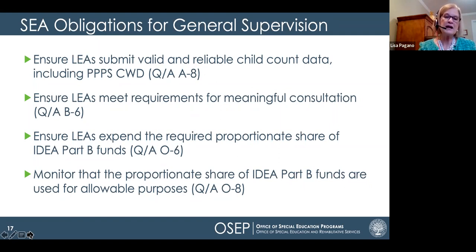Third, they need to make sure LEAs are expending the required proportionate share of their IDEA Part B funds. I didn't say early on, but this is only a Part B requirement. We're not talking about Part C today at all. I'm sorry to bring this in on the last slide, but this is only a Part B requirement. Lastly, they need to monitor: it's not enough to spend the money, but was the money spent for allowable purposes? Part of what they would be looking at is the consultation, what was agreed to be provided, and whether or not the funds were used for those purposes.